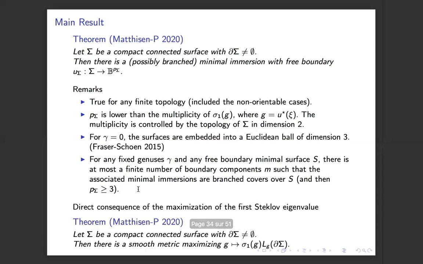And of course, this result is a direct consequence of the maximization of the first Steklov eigenvalue. So if we take a surface which is compact connected with some boundary, then there is a smooth metric maximizing the first Steklov eigenvalue.